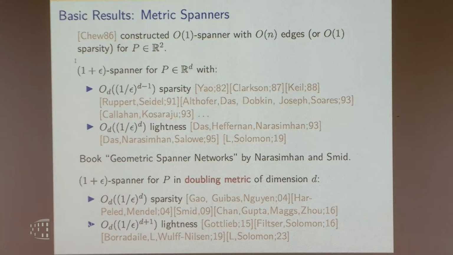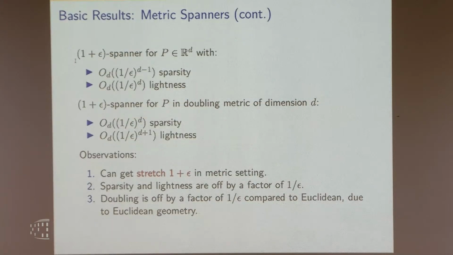So these are very basic results. And one observation is that if you want to forget about every number, a good thing to keep in mind is that you can get 1 plus epsilon. Sparsity in lightness is off by a factor of 1 over epsilon, which is tight. And doubling is off by a 1 over epsilon factor compared to Euclidean. The reason is Euclidean geometry, where you have a notion of angles and things like that. So these are basic results that we have known for a long time.